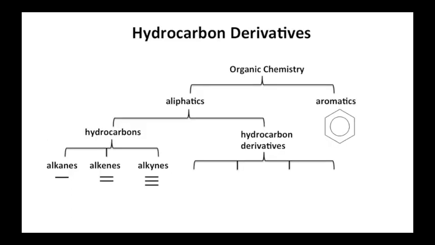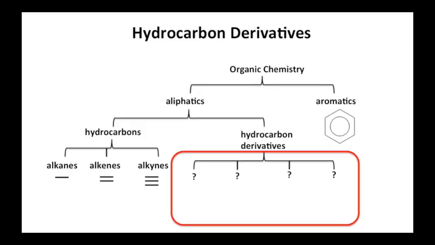Okay. So remember, we are now over on this side of the chart where we are talking about hydrocarbon derivatives. Now a derivative has something other than C or H on it. So far we've talked about alcohols, halides, and carboxylic acids. And today we'll cover esters.